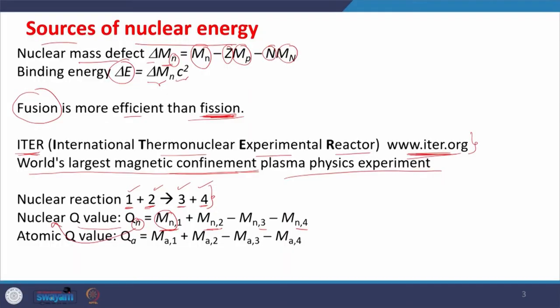So, mass of first atom, mass of second atom minus mass of third atom minus mass of the fourth atom. This is the atomic Q value. So, Qn stands for nuclear Q value, Qa stands for atomic Q value.